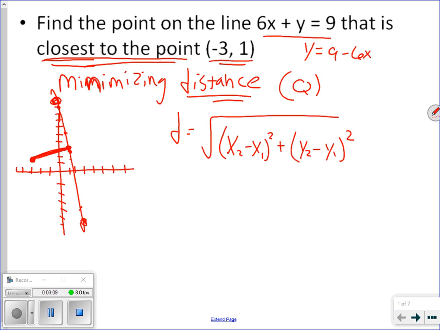Now, remember we got our Q equation. Once we figure out that equation, the next step is to make it one variable, and we need to make it simplified. That's the bell. So let's start with the one variable part. We got 4 different variables: x2, x1, y2, and y1. Notice how one of those points is consistent. This will always be the point (-3, 1). So plug in negative 3 for one of the x's, and plug in 1 for one of the y's.